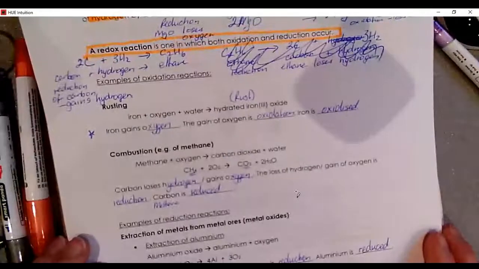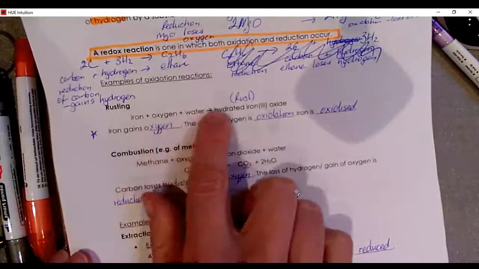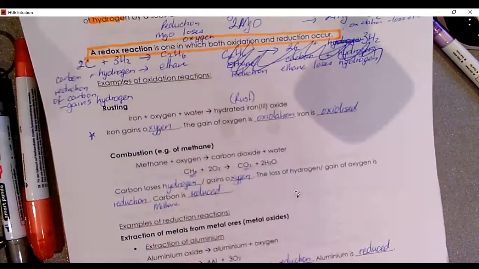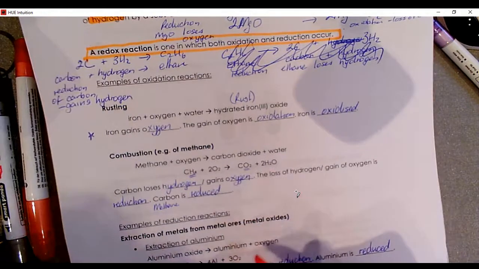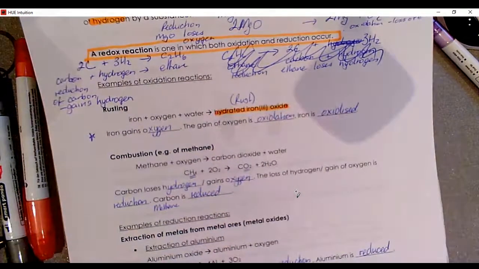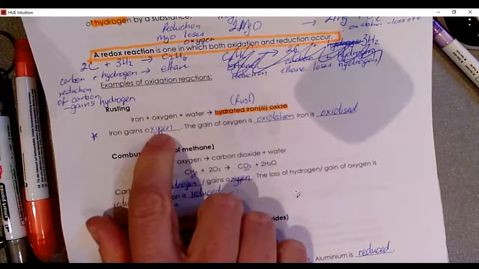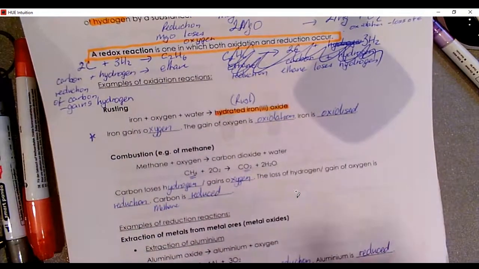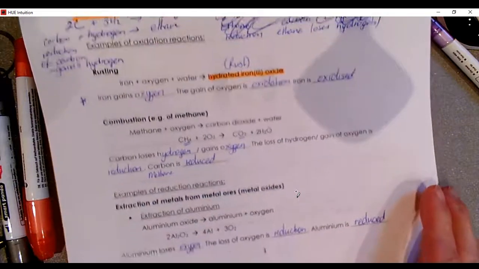Okay, so if we look here at the answers, just iron and oxygen and water gives you hydrated iron 3 oxide. Now, hydrated iron 3 oxide, you will need this in the future, that is the chemical name for rust. You'll see that coming up in this topic. But anyway, here you have iron gaining oxygen. The gain of oxygen is oxidation, so iron is oxidized. So that's the standard answer for that type of question.